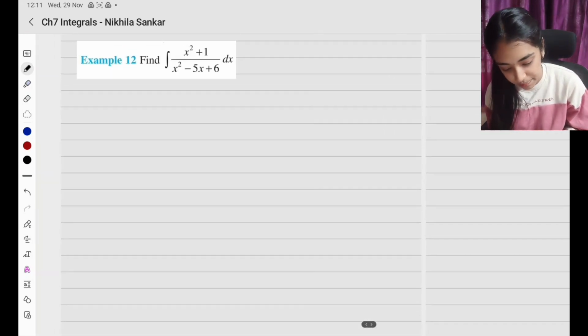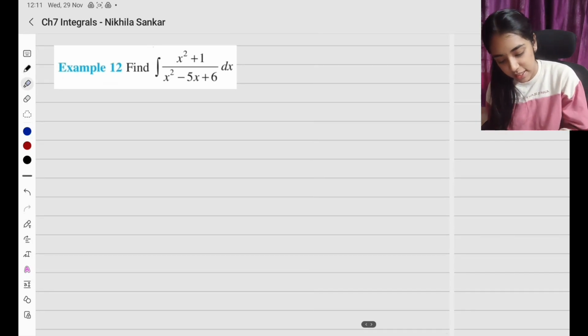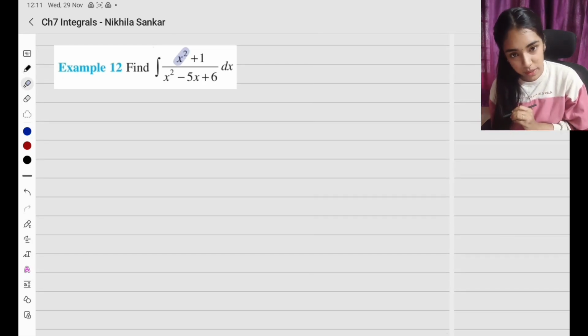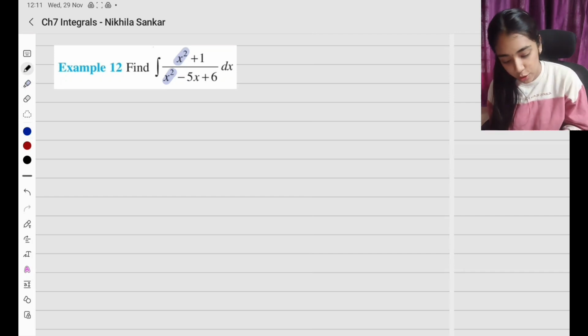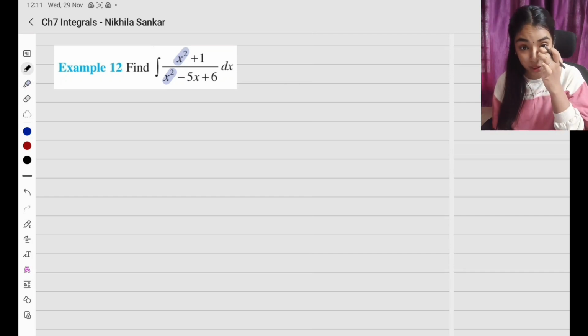Now example 12. So here what do I see? In the numerator the highest power of x is going to be 2. In the denominator the highest power of x is again 2. So I need to simplify this. First of all, numerator and denominator ஒரே பவர்ல இருக்க கூடாது. I want the power of the numerator to be simpler.